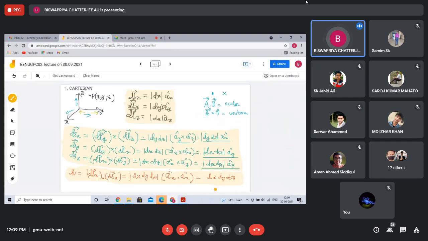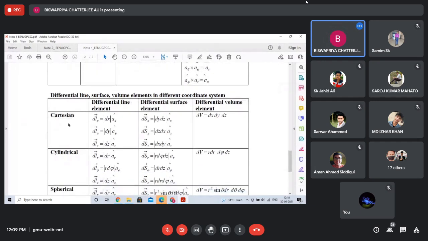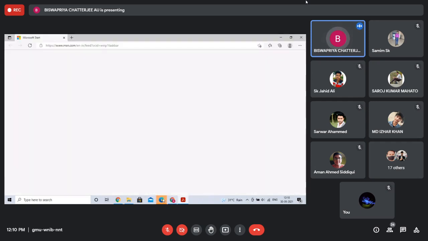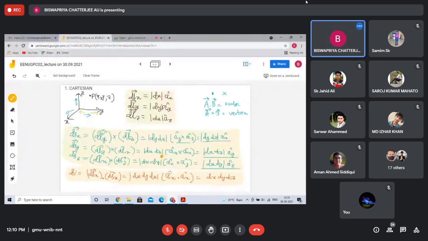So any question? No, sir. This formula is exactly mentioned in this note. For the Cartesian system, these are the differential line elements, these are the differential surface elements, and the differential volume element is dv equal to dx dy dz. How it comes, the explanation is given in this class.